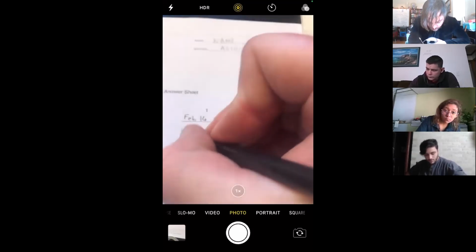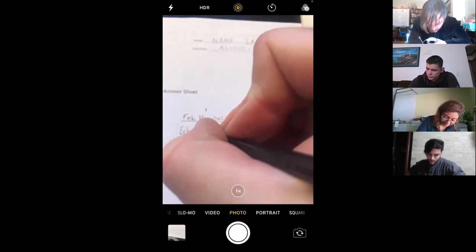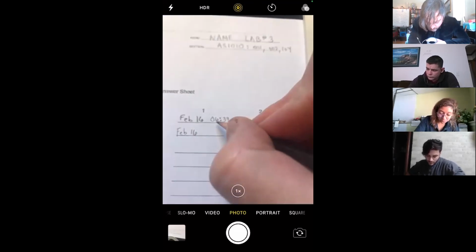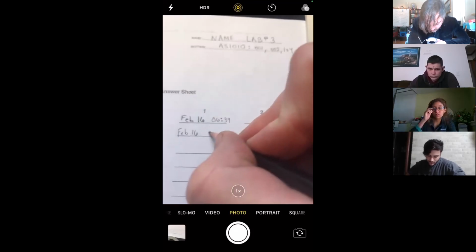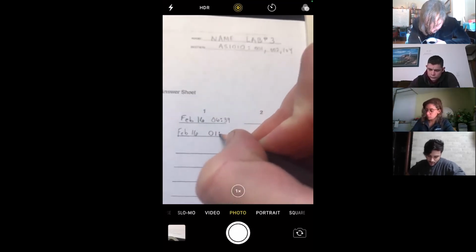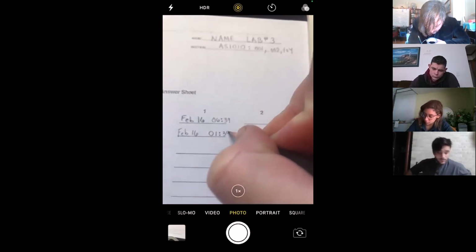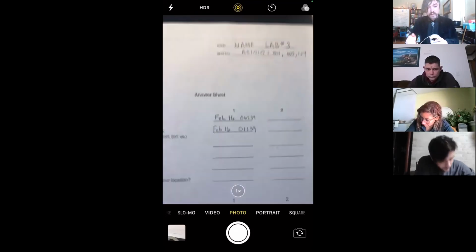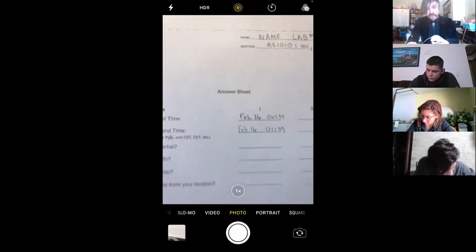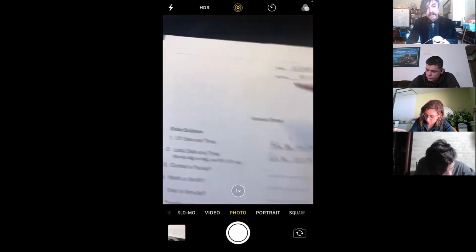We will subtract 5 hours. February 16th, if you subtract 5 from 6, you get 1:39. That's the local time in Rhode Island that this eclipse will take place at, or did take place at, because this was the year 1999.